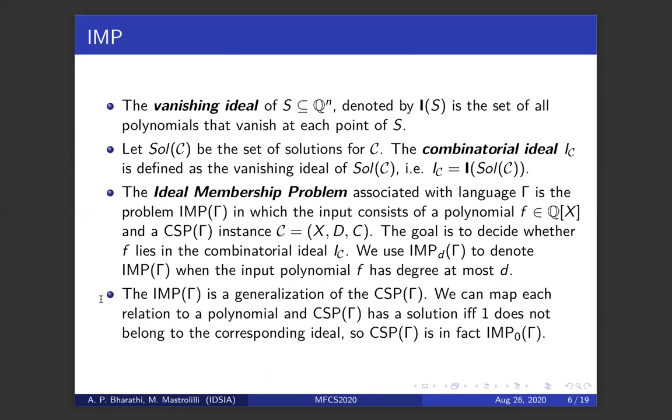We use IMP D of gamma when the input polynomial has degree at most D. IMP 0 of gamma is in fact CSP of gamma, where the constant polynomial 1 belongs to the combinatorial ideal if and only if the solution set of the constraints is empty. We are interested in the complexity of the IMP D of gamma.